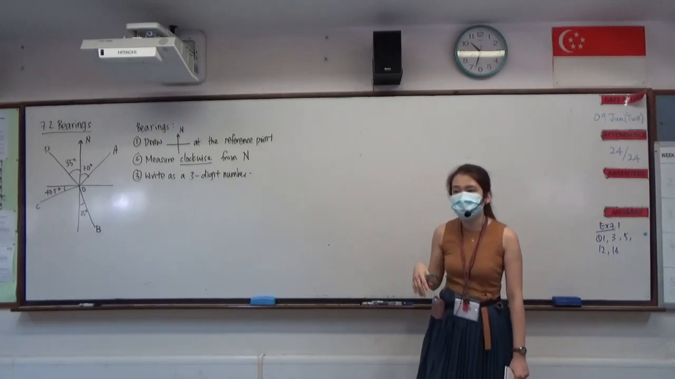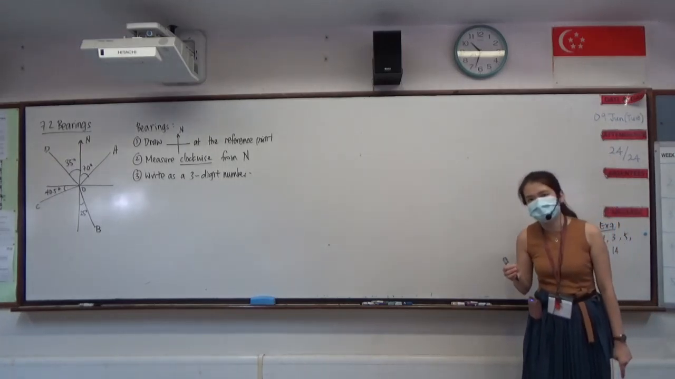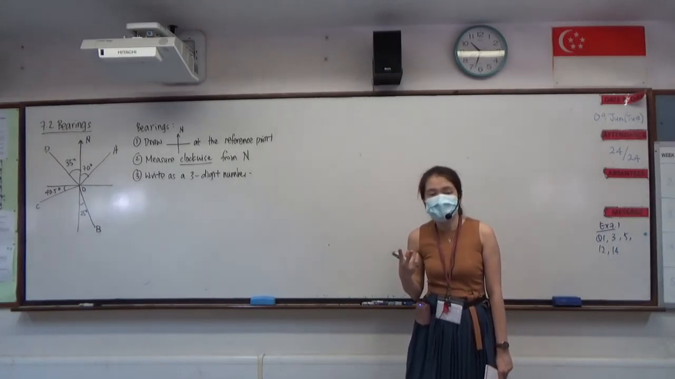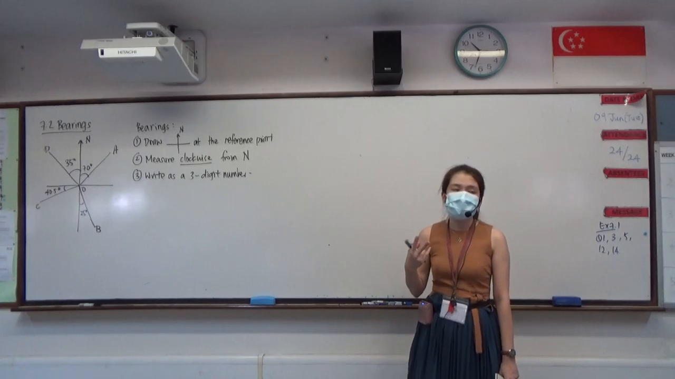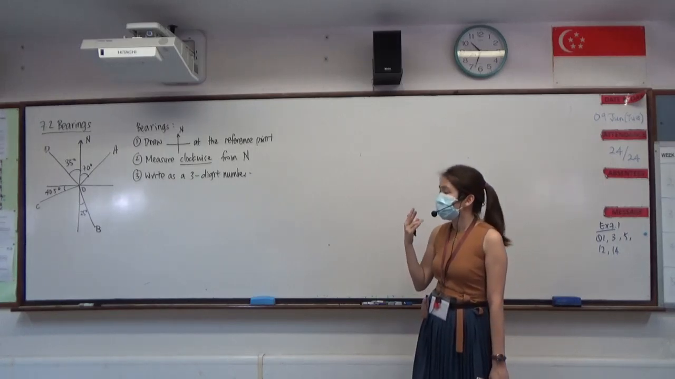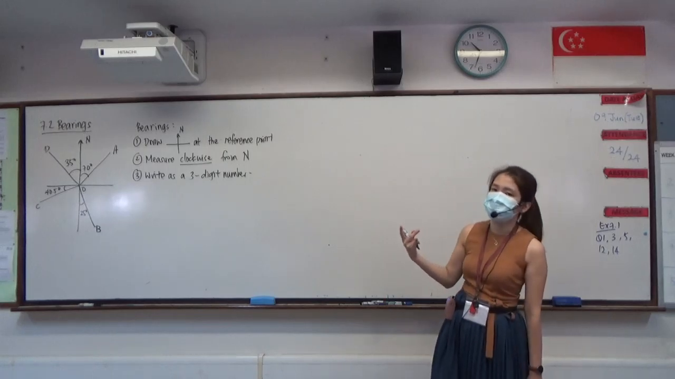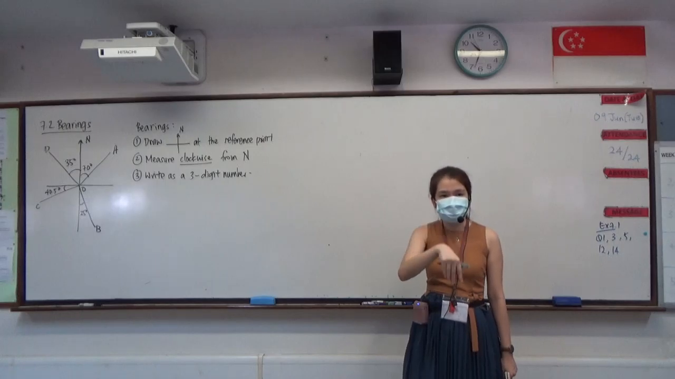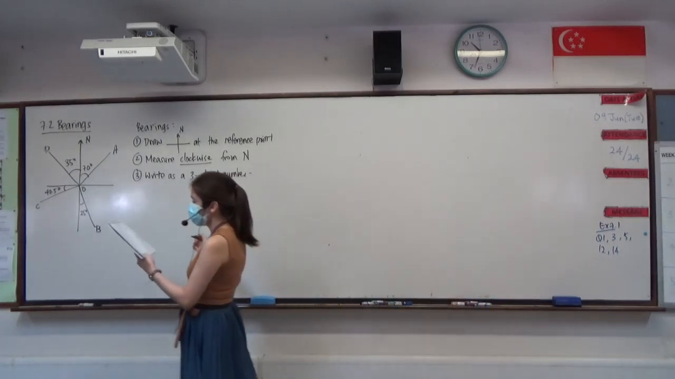And lastly, the criteria is that it must be a three-digit number. So if the angle you have in the end is, for example, 20 degrees, we cannot write it as simply 20 degrees for a bearing. If the question asks for a bearing, instead of writing 20 degrees, you've got to write 020 degrees. So you need to put a single zero at the front to write it as a three-digit number.